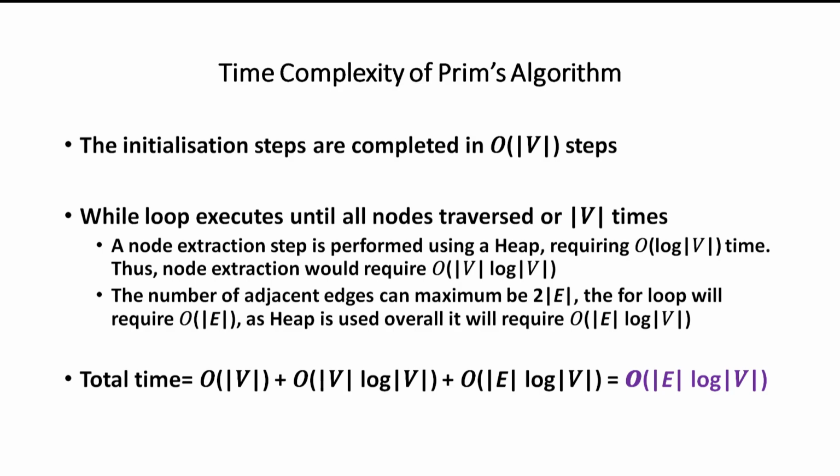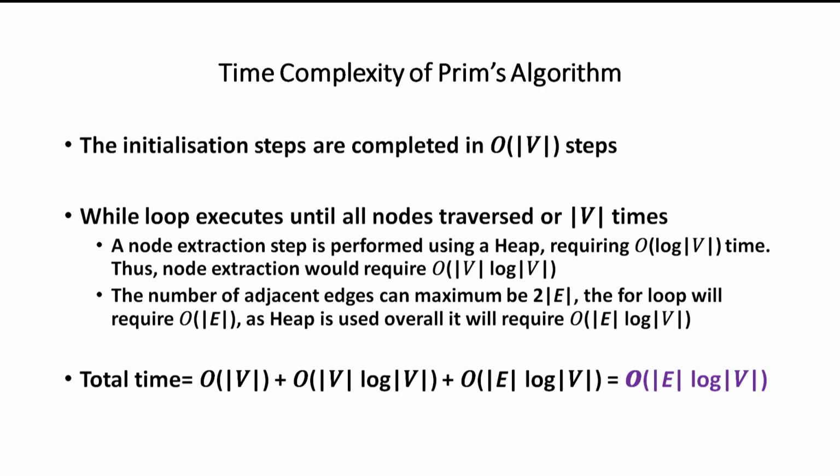Now the question comes, what is the time complexity? How much time will it take to create a minimum spanning tree for a given graph? In the algorithm we can see that there are two parts. One is the loop where we are creating the MST, another is the initialization part. The initialization steps are completed in order of |V| steps, where V is the number of vertices, while the loop executes until all nodes are traversed, that is, it will be executed |V| times.